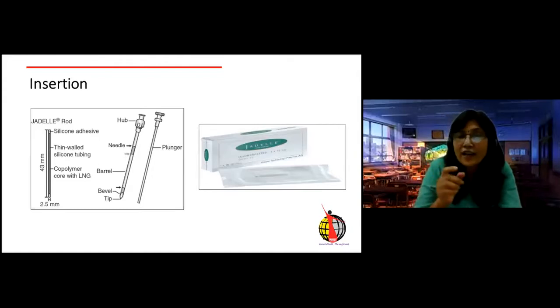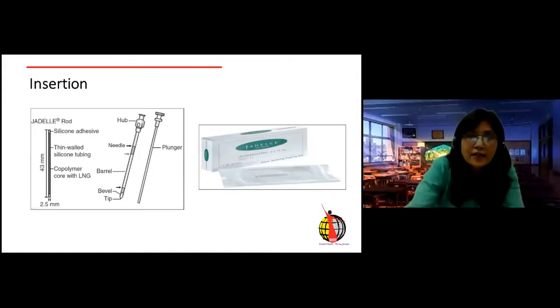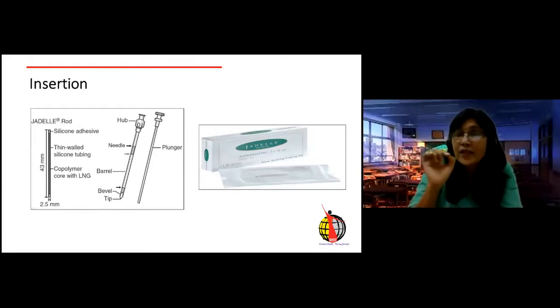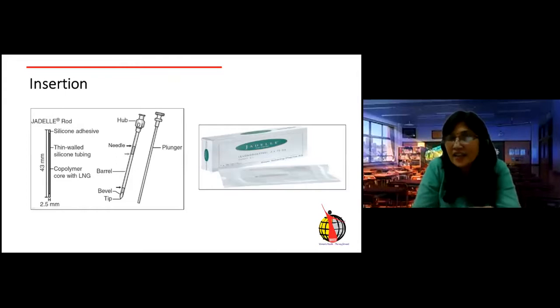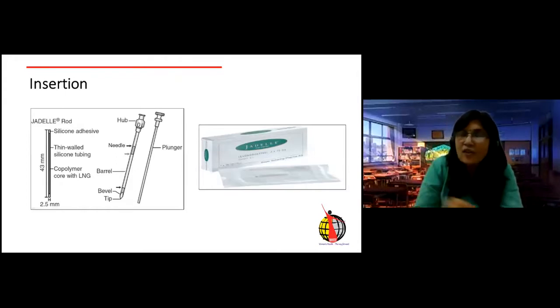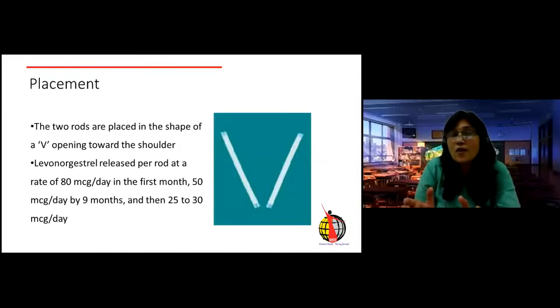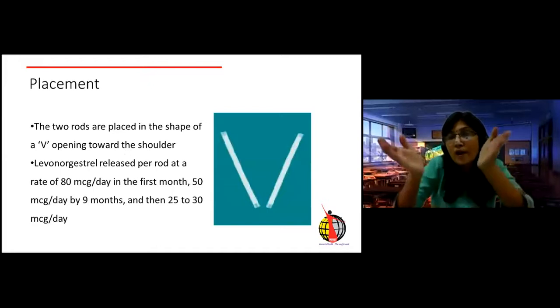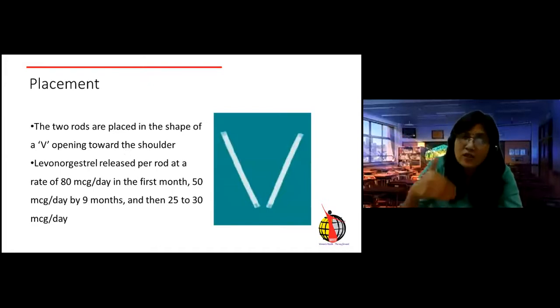Why? You can see here there is a needle with a hub, and there is a bevel tip, and there is a plunger. The plunger itself will push the implant under the skin. So there is no need to give any incision. Local anesthesia is given, and usually it is inserted in the upper arm, and the 2 rods are placed in a V shape with the opening towards the shoulder. So the open part of the V is towards the shoulder.